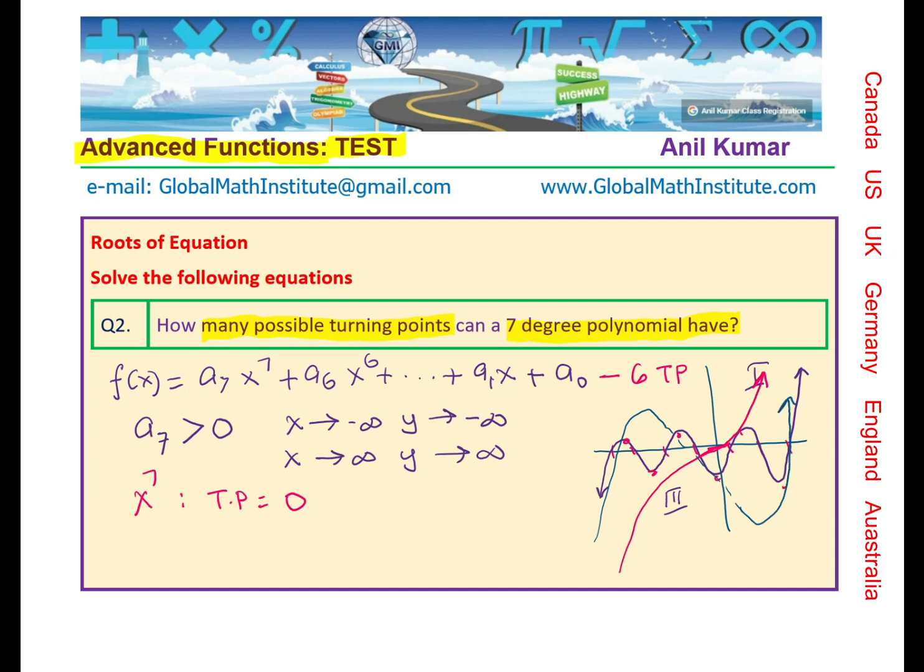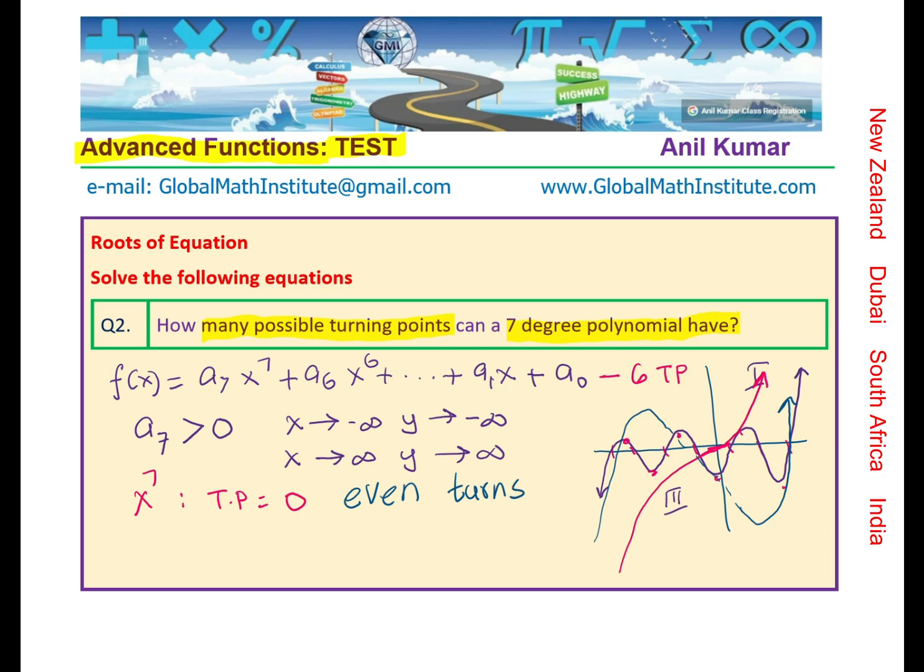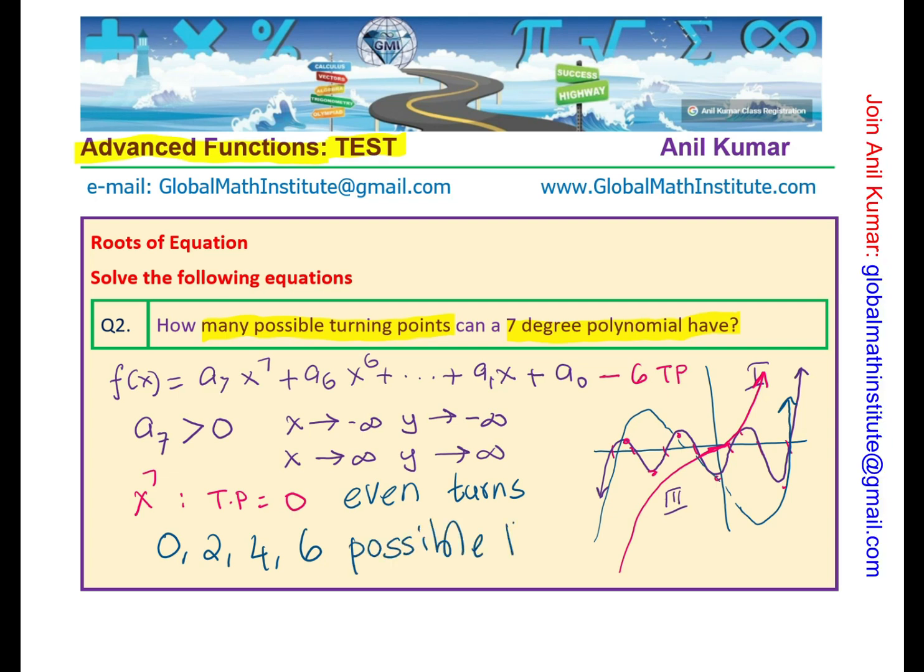So, what we notice here is that we have an even number of turns, right? And therefore, you'll notice that we have 0 turns, 2 turns, 4 turns, so 6. So these are the possible numbers of turning points. You get the idea. So it is not from 0 to 6, but it is 0, 2, 4, and 6. I hope that makes sense. Perfect.